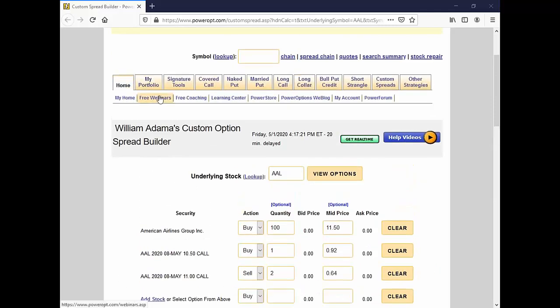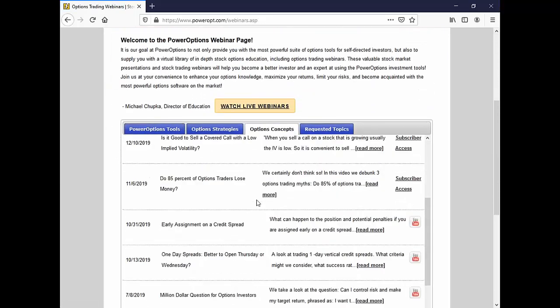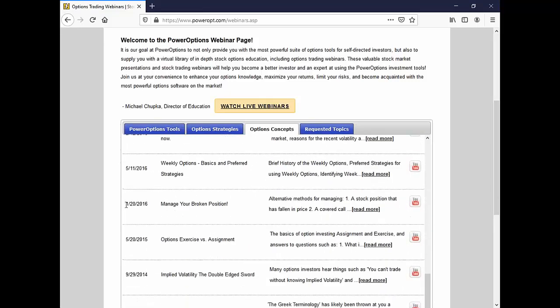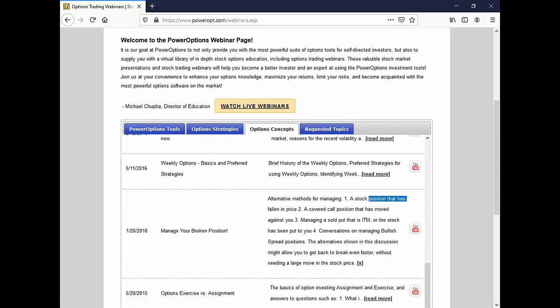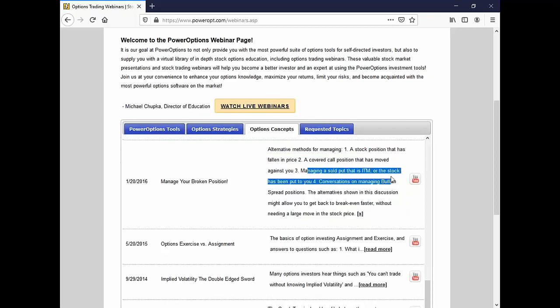More information on this is also, of course, available in the webinar section as always. I want to go to options concepts in this case. Scrolling down here, manage your broken position. Alternative methods for managing a stock position that has moved against you, a covered call position that has moved against you, managing a sold put that is in the money, or the stock has been put to you as well. So we discussed the different ideas there, managing those broken positions, focusing on the stock repair tool as well. Something I feel is a better way to manage it, because your expectation is the stock is going to go back up as well.